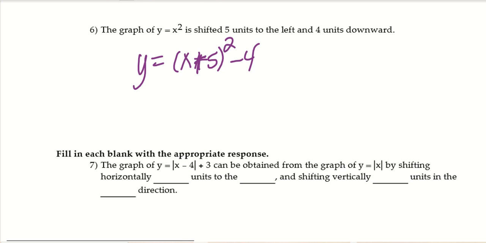Shall we do one more for practice? Okay, great. It says the graph of y equals the absolute value of x minus 4, plus 3 can be obtained from the graph of y equals the absolute value of x by shifting horizontally blank units to the blank. 4 units to the right. That is correct. Then it says, and shifting vertically 3 units in the upward direction.